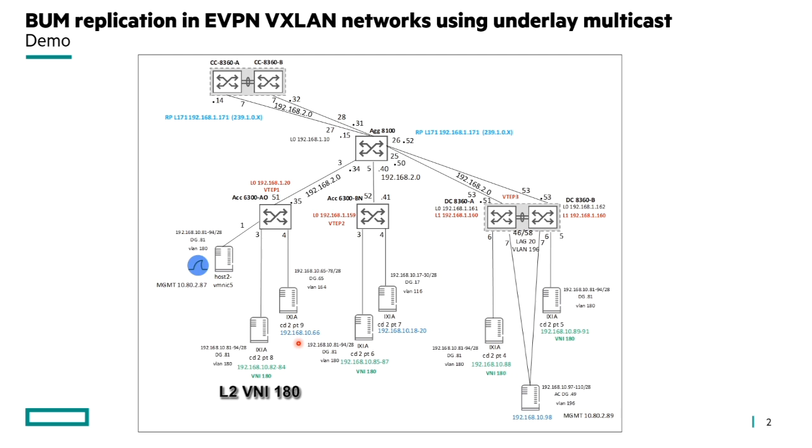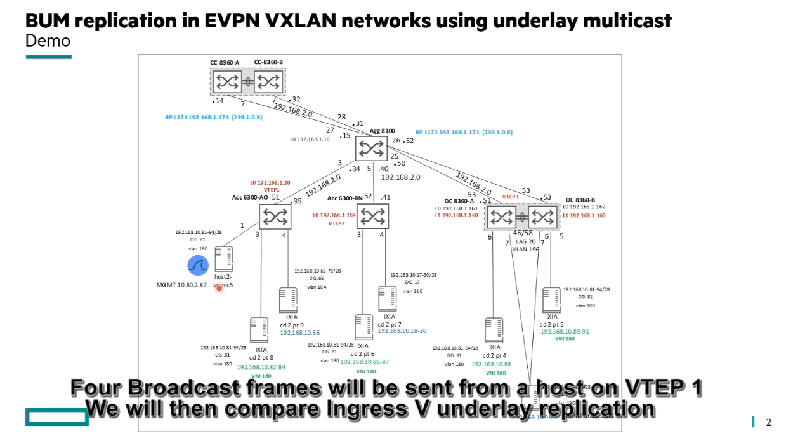Each VTEP has a layer 2 VNI, VNI 180 on VTEP 1, VTEP 2 and VTEP 3, and we'll be using VNI 180 throughout this demonstration. VTEP 1 will be the source VTEP in all cases. Four broadcast frames will be sent from a host generator on VTEP 1. We will then compare ingress versus underlay replication in two scenarios.